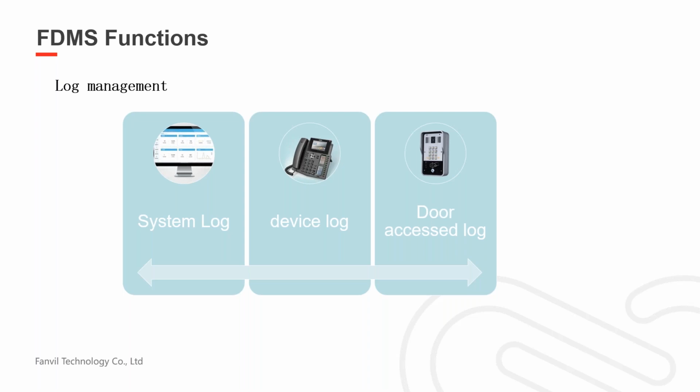And also we can check some device logs to see what the device's issue is and some events via the logs. And also there is the door phone's access log to see who opened the door and when. That will be more helpful for centralized log management. No need to check the logs one by one on the devices.